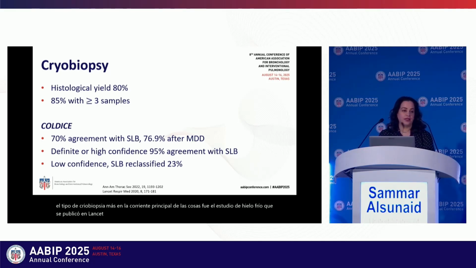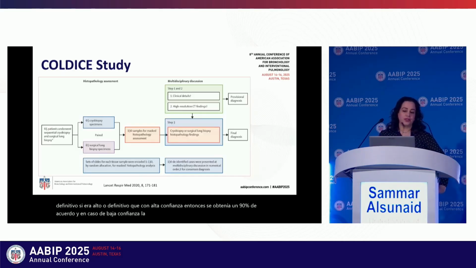It wanted to establish the diagnostic accuracy compared to the gold standard, which is surgical lung biopsy. So they had patients that were coming in, they had sequential both a cryobiopsy followed by a wedge, and then they compared the pathology. There was 70% agreement between the two of them, and this actually went up to 76% after the MDT team discussions. If it was a definitive diagnosis with high confidence, then you got 90% agreement. And in cases of low confidence, the surgical biopsy actually helped reclassify 23%.